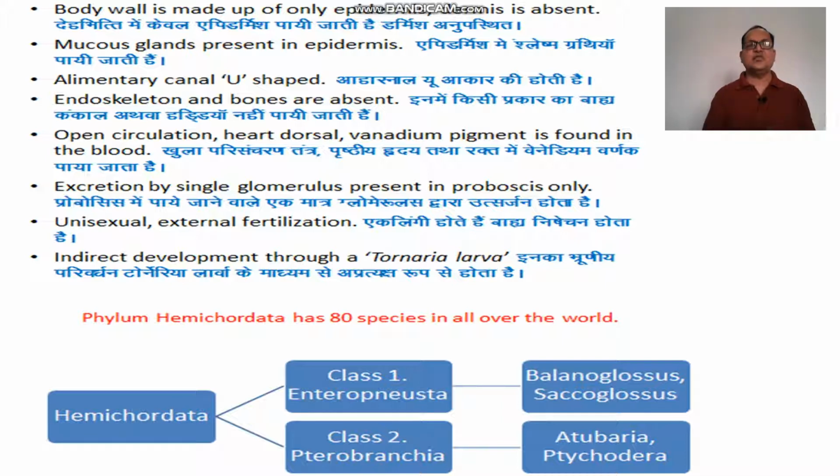They are unisexual, with external fertilization and indirect development through the tornaria larva. Only a single larva, the tornaria larva, is very important, which proves the evolution of chordates from non-chordates. It is a connecting link between them. And now the classification of Hemichordata. There are 80 species of Hemichordata on this earth. Hemichordata is divided into two classes: class 1 Enteropneusta, class 2 Pterobranchia. Enteropneusta, for example, Balanoglossus; Pterobranchia, Rhabdopleura and Cephalodiscus are the examples.